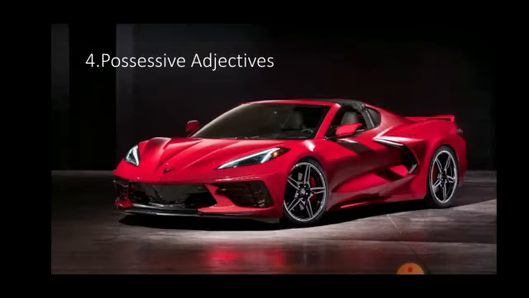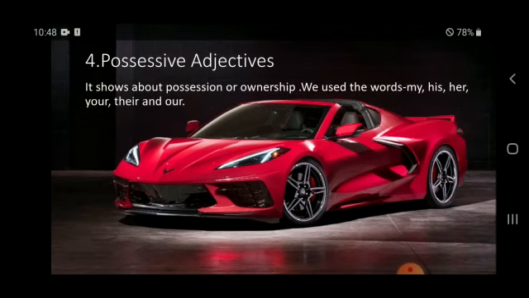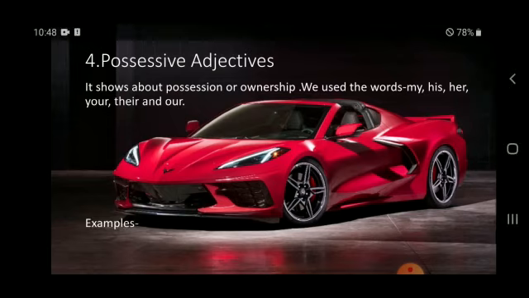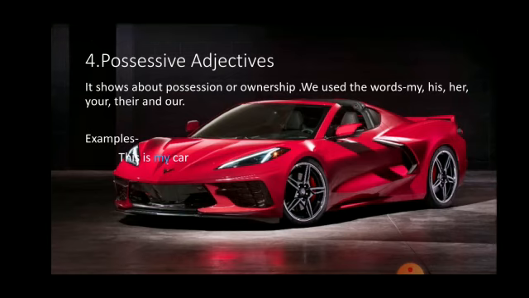Number 4, possessive adjective. Possessive adjectives show possession or ownership. We use the words my, his, her, your, their, and our. Examples. This is my car. Can you see the word my written in blue? My shows the possession. It means the car belongs to you or you own the car. So the word my is the possessive adjective.